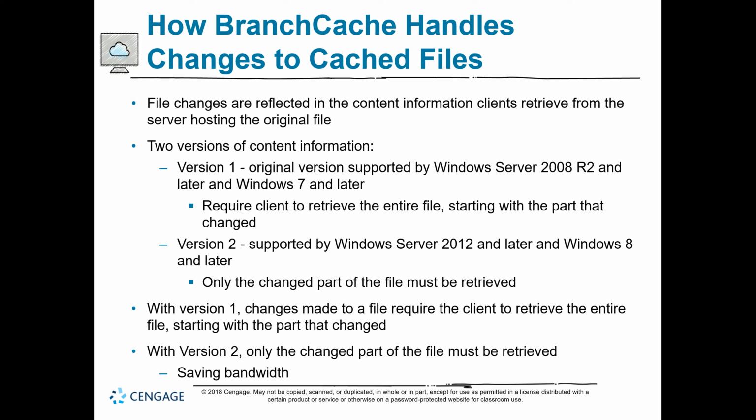With version 1, changes made to the file require the client to retrieve the entire file, starting with the part that's changed, and with version 2, only the changed part of the file must be retrieved. So if you can use version 2 and you want to save bandwidth, obviously use version 2.